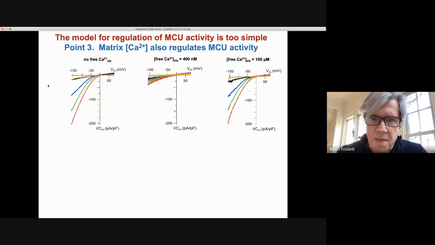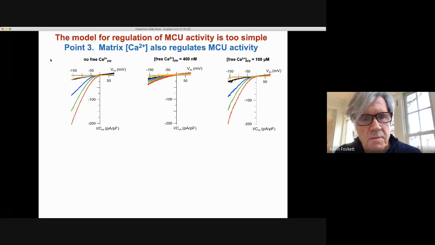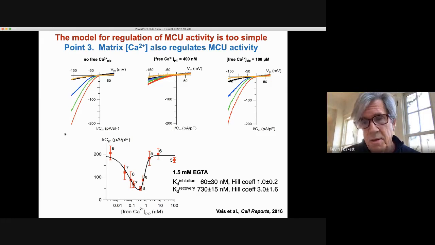The second aspect that model doesn't account for is the fact that matrix calcium concentration also regulates MCU activity. So here we've put in 1.5 millimolar EGTA as the buffer, with either no free calcium or 100 micromolar, and you can see that the currents are comparable in those two situations. But at an intermediate concentration of calcium, at around 400 nanomolar, you can see that the calcium currents are strongly inhibited.